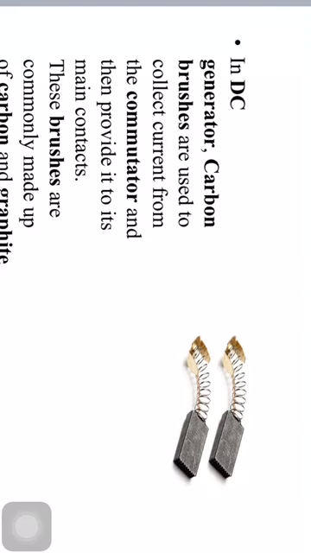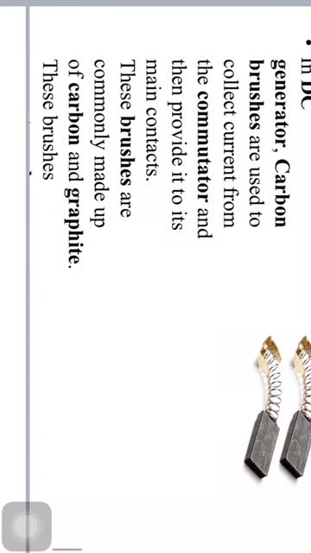These brushes are commonly made up of carbon or carbon and graphite, and these brushes are rectangular shaped. These brushes are mounted on the brush holders, and the brush holders are mounted on a spindle, and these brushes remain joined with the commutator by a spring, and a flexible copper pigtail is mounted on the top of the carbon brushes, which convey current from the brushes to the holder. So this is how the carbon brushes help.